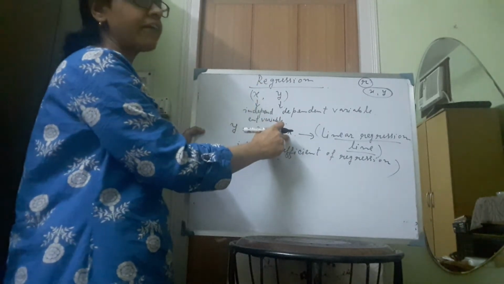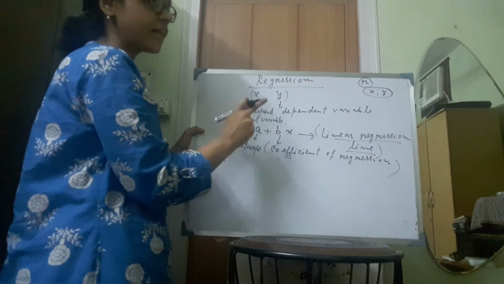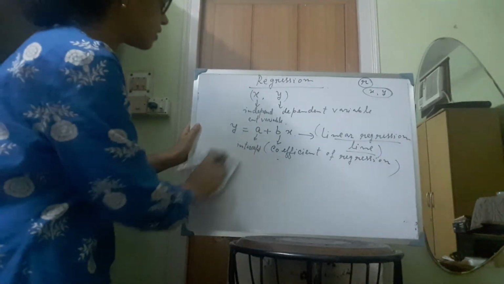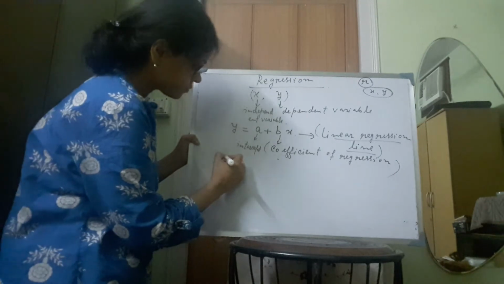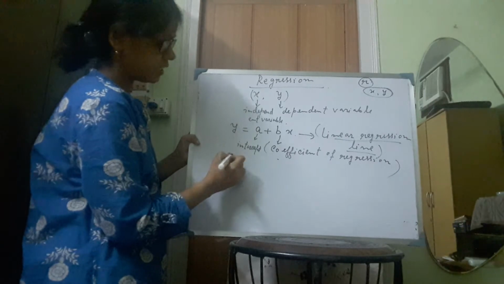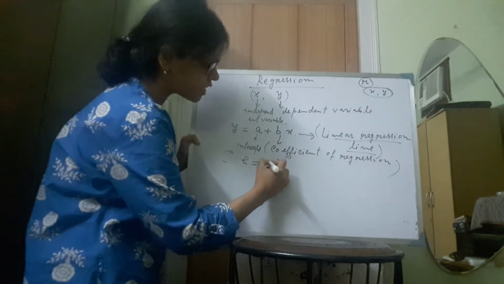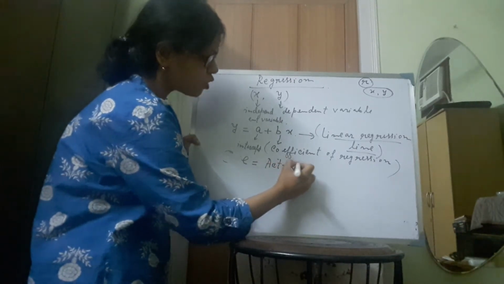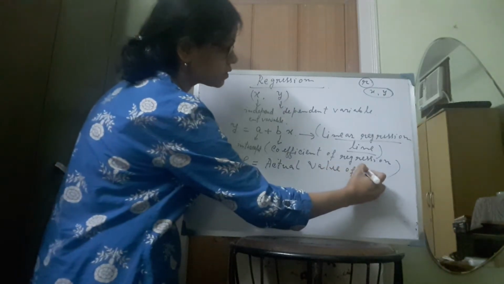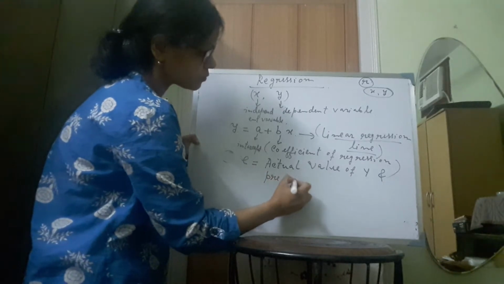We are only considering the factor x, but there are some other factors which may have some effect on y. Those factors we are not considering, and that is why we are committing some error, and that error is denoted by this variable e. So e is basically the difference between the actual value of y and the predicted value of y.